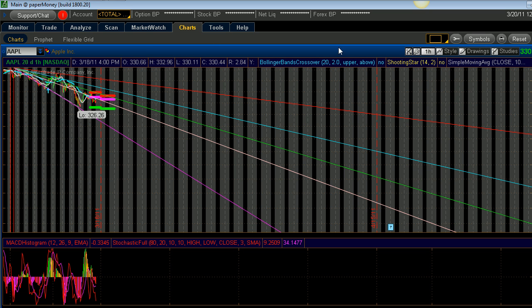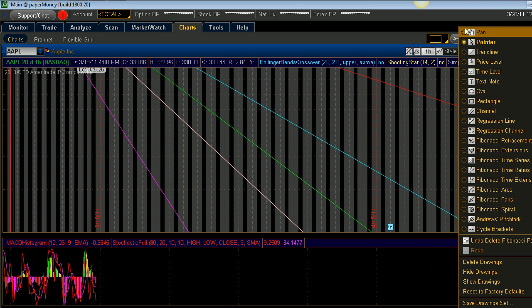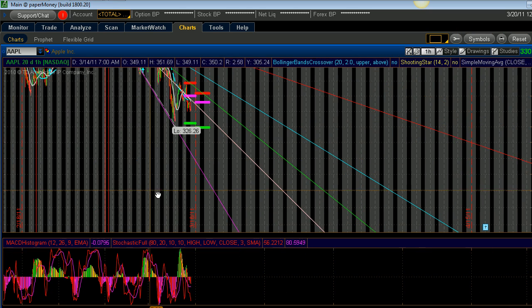I also use pivots. These pink, red, and green lines are pivots. These lines here, the red, the blue, the green, the pink, and the purple, are support and resistance lines. Now, I'm going to open this up really big so you can see it. I'm trying to get it really in depth here so you understand.